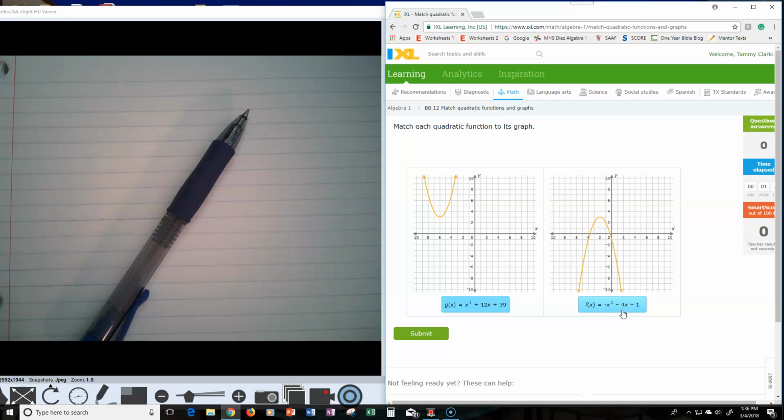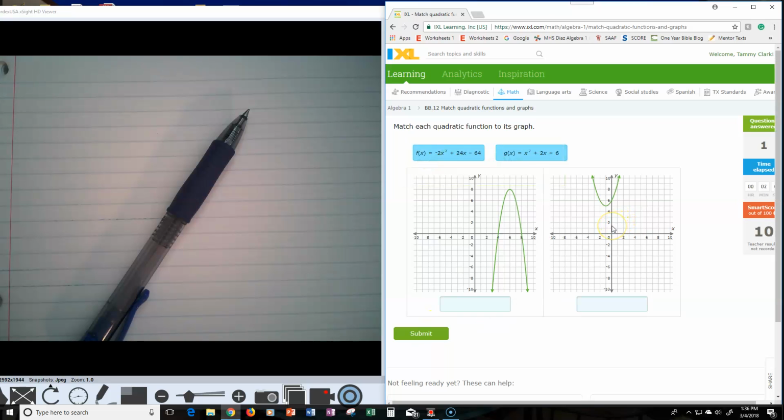And if you really feel like testing your knowledge, you could find the vertex. So we would do x is equal to the opposite of b. So the opposite of b would be 4, divided by 2 times a, so negative 2. 4 divided by negative 2 is negative 2, which there it is. There's our x equals negative 2.